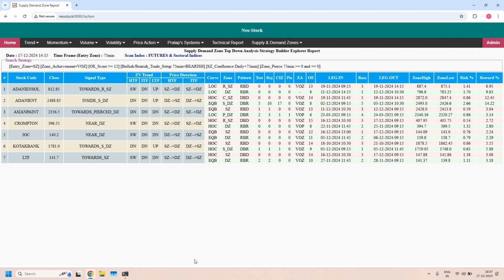Okay, out of these 7 75 minute supply zone supported stocks, we can identify even more high probability trade setups, because the 75 minute supply zone is part of the daily supply zone. The daily supply zone is having daily EMA confluence. It is even more high probability trade setup supported stocks, because the daily trend is a downtrend in all these stocks. The ITF trend is a daily trend.